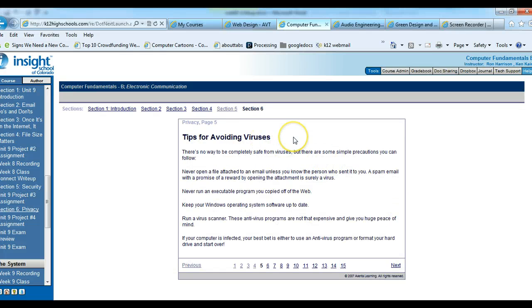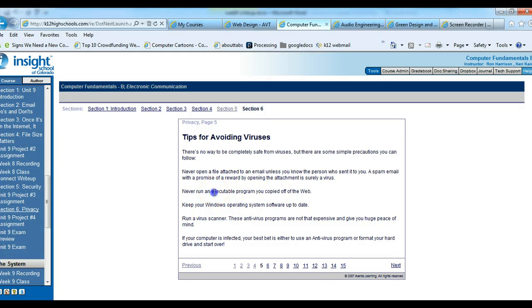To avoid viruses, you can't be completely safe, but there are different ways to do it. Never open a file attached in an email unless you know the person that sent it. Now, the thing about that, though, is the person sending it may have a virus and not know about it. So that's not 100% safe.